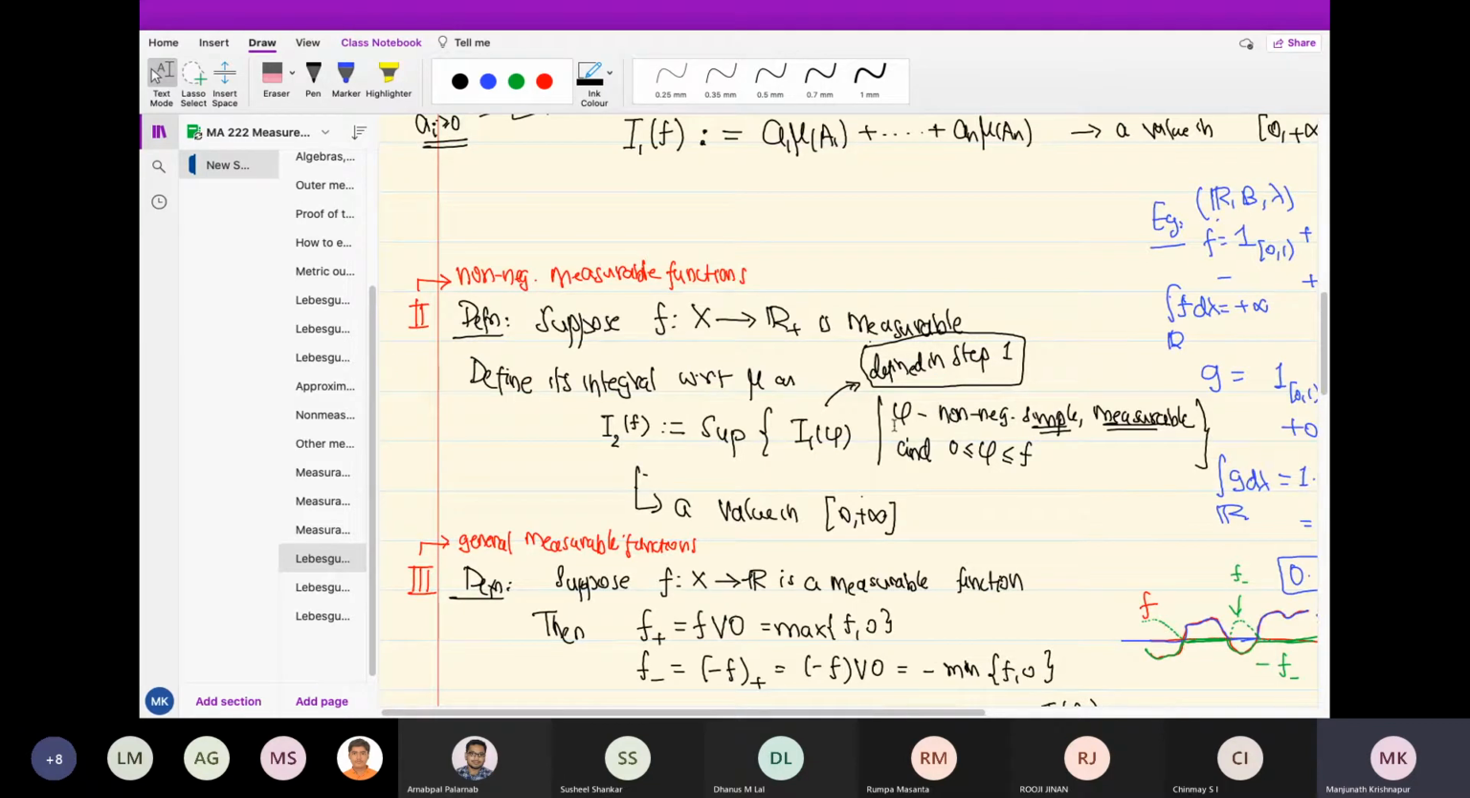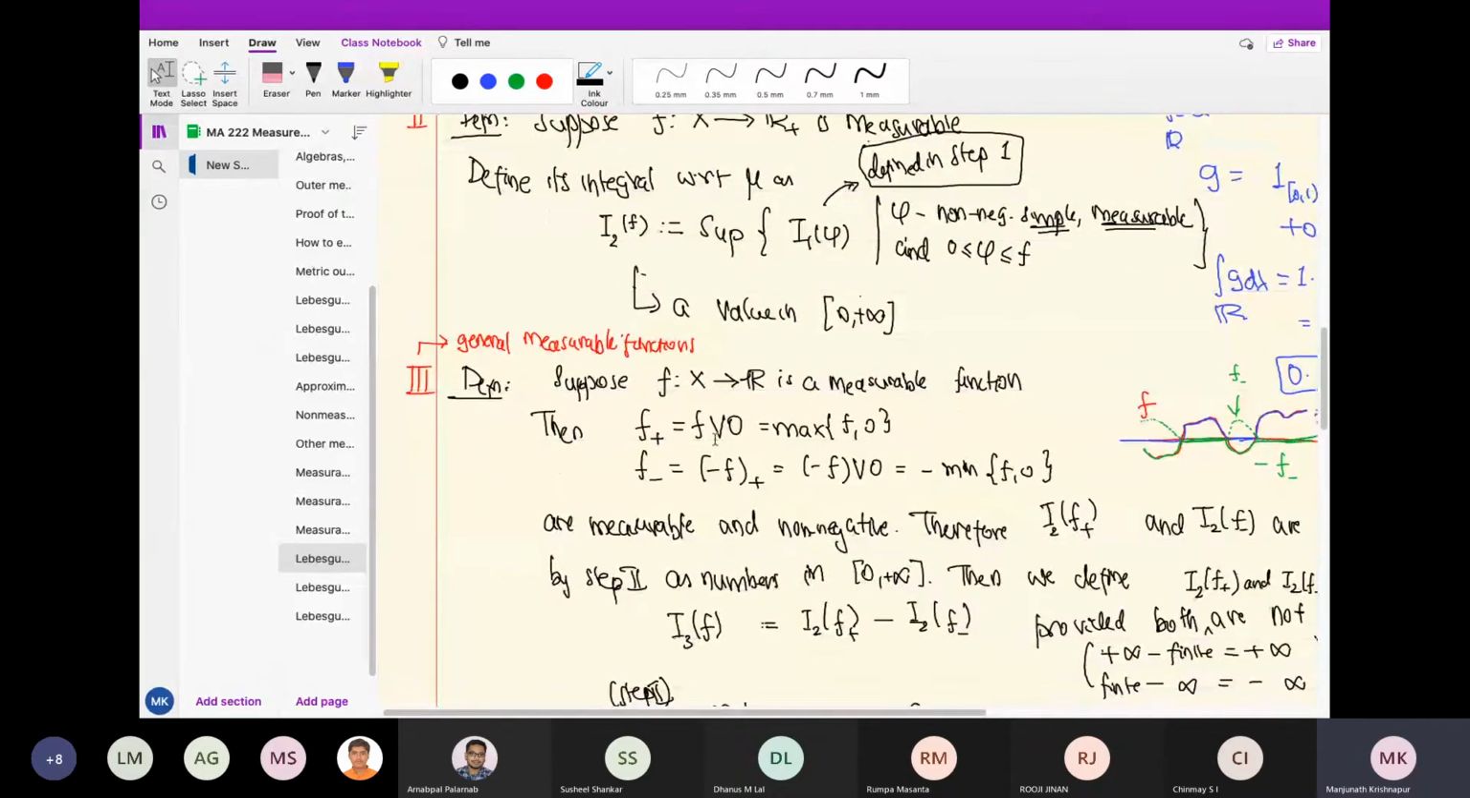And then for non-negative measurable functions, we find all non-negative simple measurable functions which lie below that, and we want all those integrals to be smaller than the integral of f. So we just take the supremum of that. It's a bit like outer measure, as somebody remarked the other time, except you are doing it from below. It's more like inner measure, if you want.